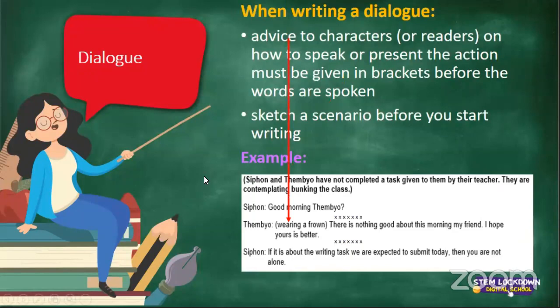Next slide. When writing a dialogue, advice to characters or readers on how to speak or present the action must be given in brackets before the words are spoken. If you remember, in the beginning of our presentation, I had giggling for Lisa and Tina. In this instance, we have Tembio, and they say wearing a frown. So this sets the scene or gives us the action of the person that is speaking. If I had to act out a dialogue, for example, the words in brackets would give me an indication as to how I am to act out this dialogue.